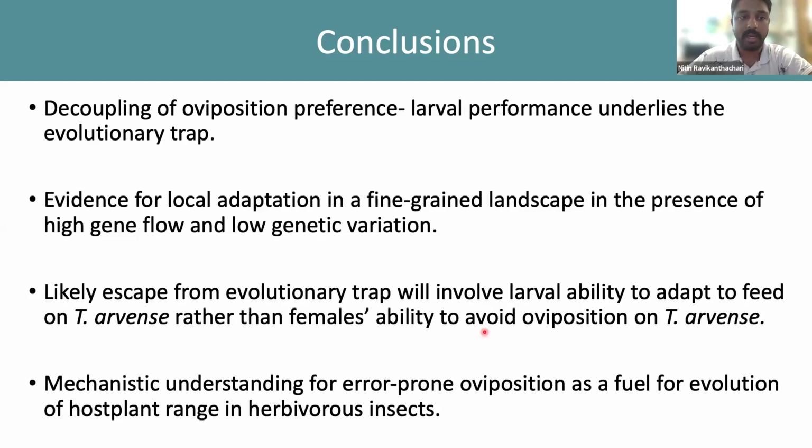And our study actually provides more mechanistic understanding of error-prone oviposition as a fuel for evolution of host plant range in herbivorous insects, as repeated error-prone oviposition can lead to larvae feeding on new host plants.